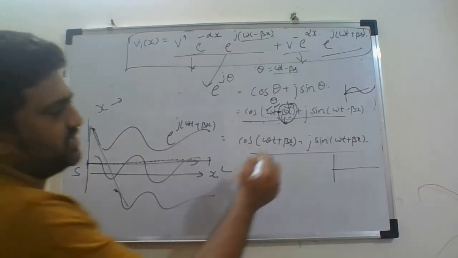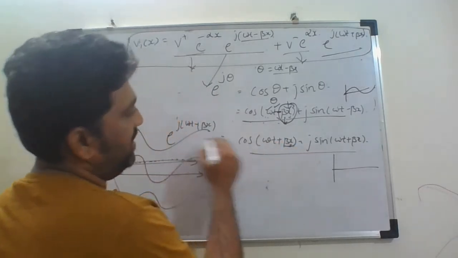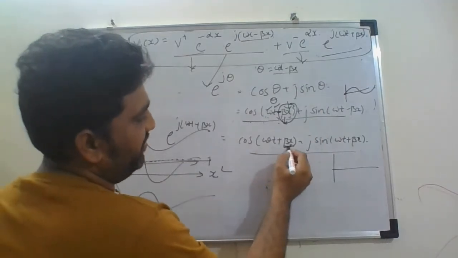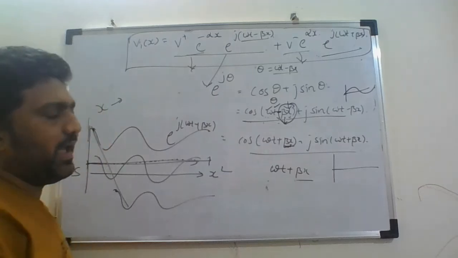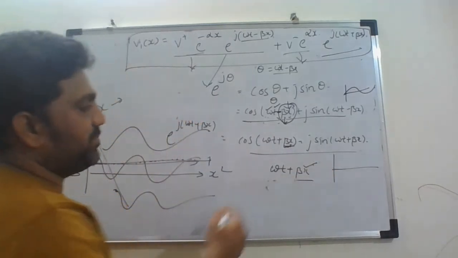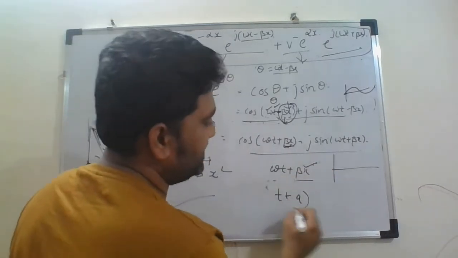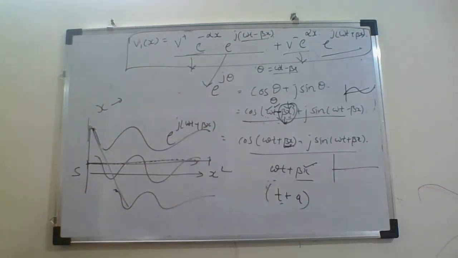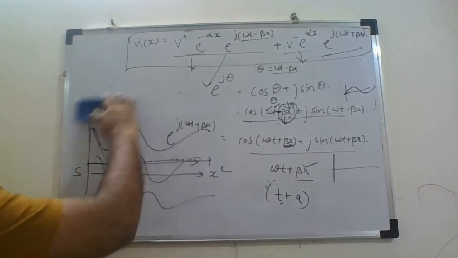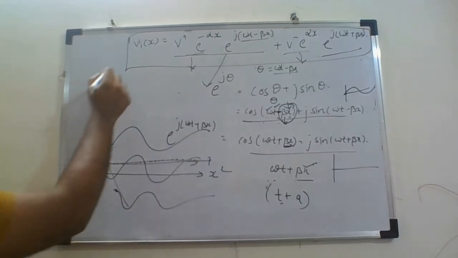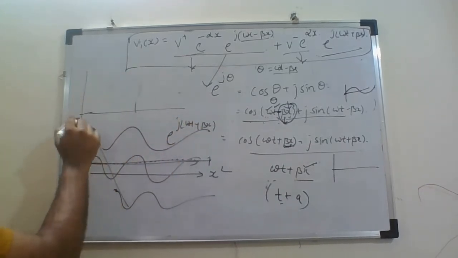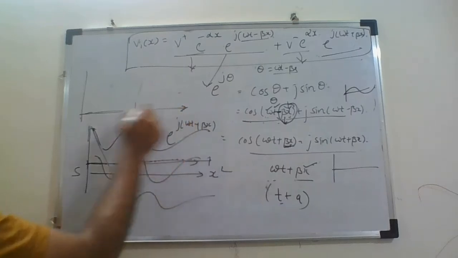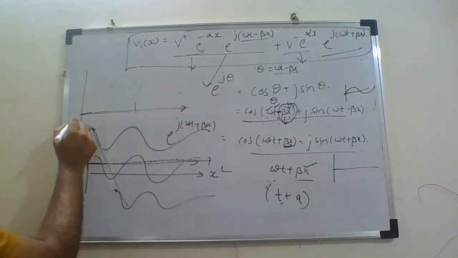Next, coming to the second part, the second wave. If you observe here, the phase is omega t plus beta x. So as the x value increases, this indicates a phase lag, or a shift towards the left side. So here, if I consider this as my transmission line.